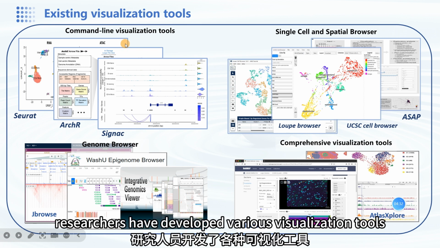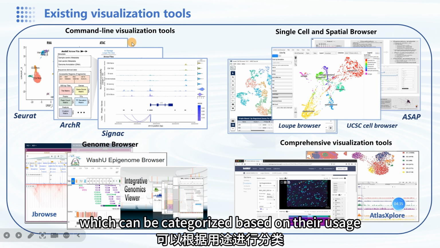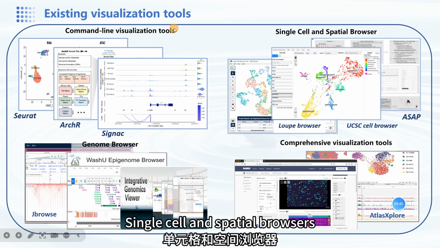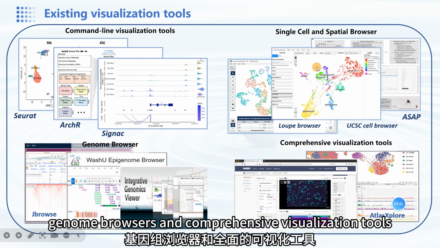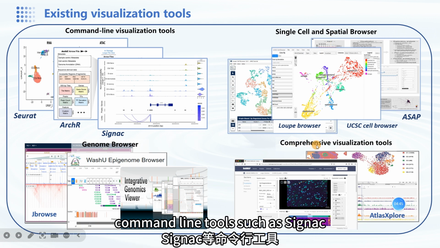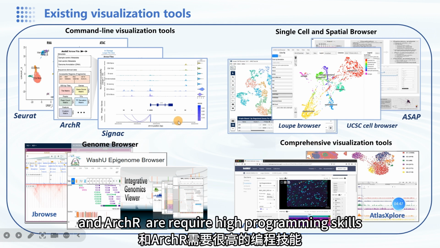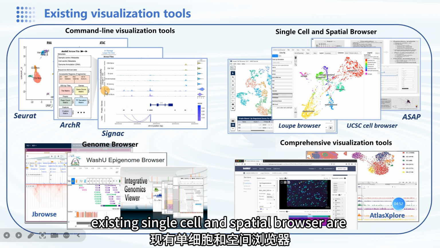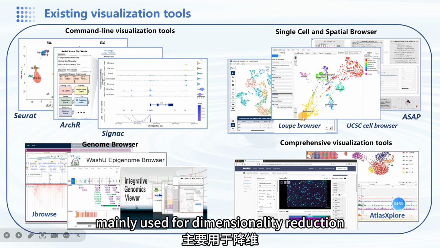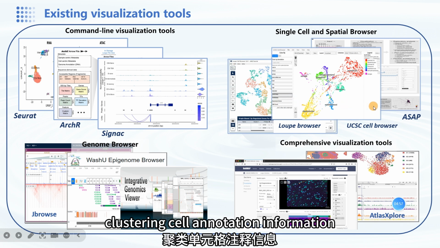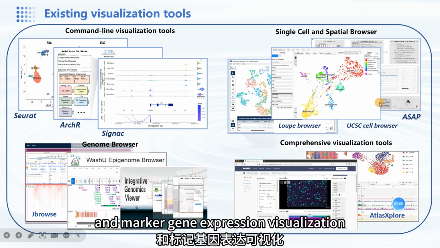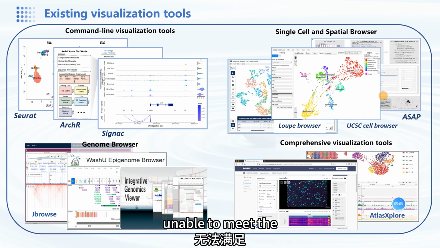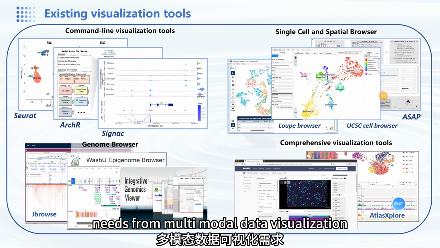Researchers have developed various visualization tools, which can be categorized based on their usage into command-line visualization tools, single-cell and spatial browsers, genome browsers, and comprehensive visualization tools. Command-line tools such as Signac and ArchR require high programming skills and are difficult to use. Existing single-cell and spatial browsers are mainly used for dimensionality reduction clustering, cell annotation information, and marker gene expression visualization, often limited to single-modal data visualization, unable to meet the needs for multimodal data visualization.